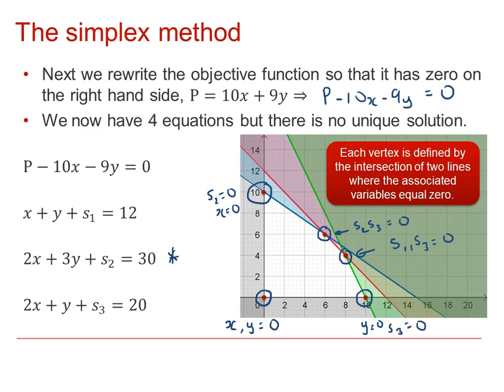So you can see that each vertex has two of those variables equal to 0. There are other vertices. For example, we could take this one here, where x equals 0, and we also then have that S3 equals 0. But that one is outside of the feasible region. And we'll see how, when we apply the simplex method, we avoid reaching one of these vertices which lies outside the feasible region.